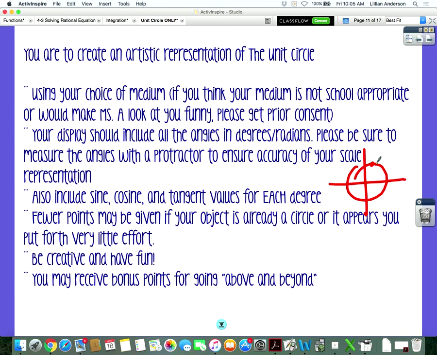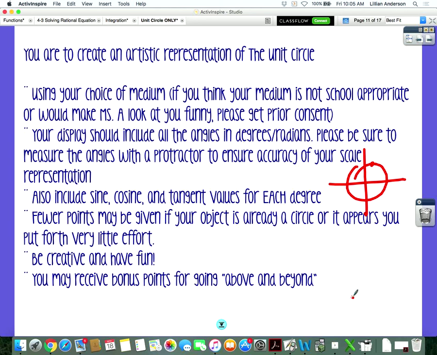Fewer points may be given if your object is already a circle or appears you put very little effort into it. Be creative. Be creative, guys. Have fun. Listen, you may receive bonus points for going above and beyond.